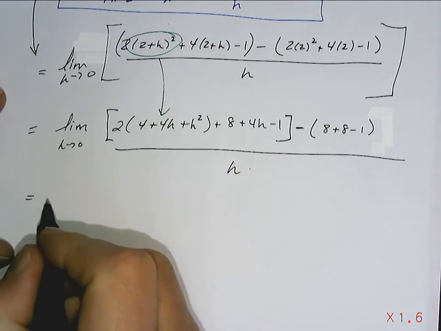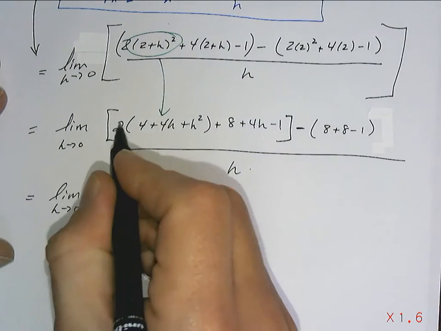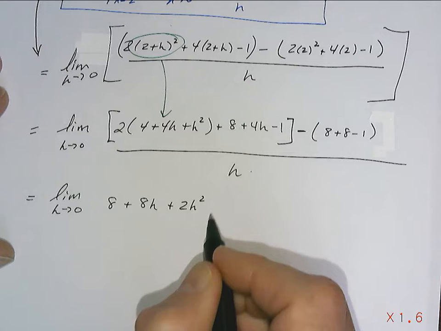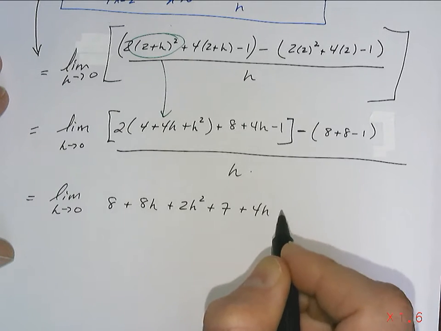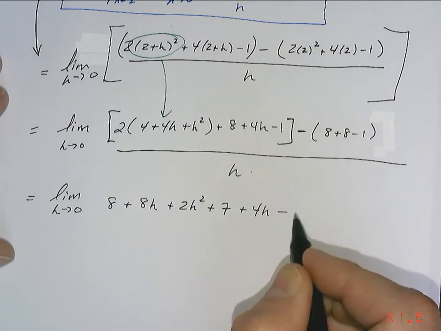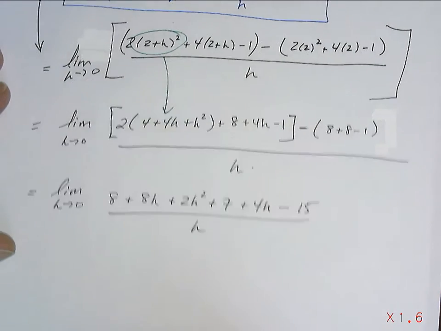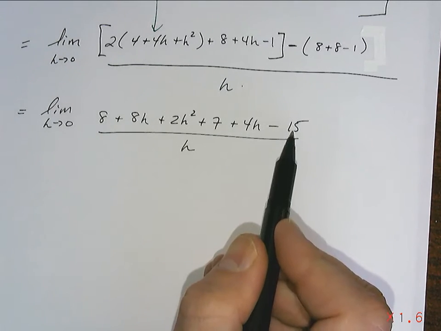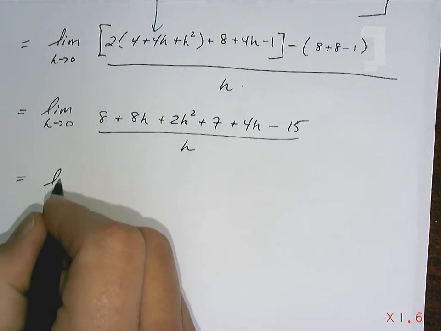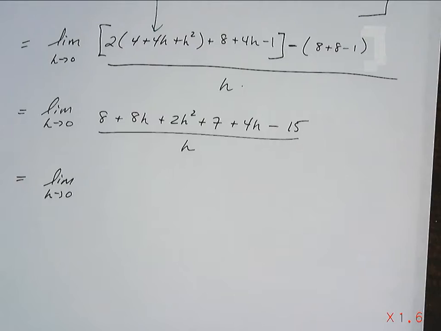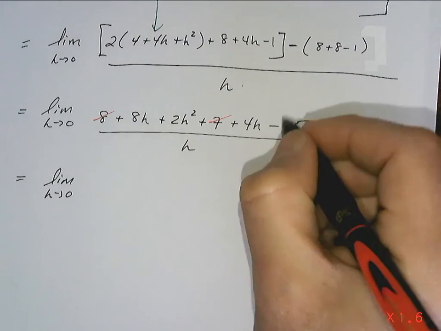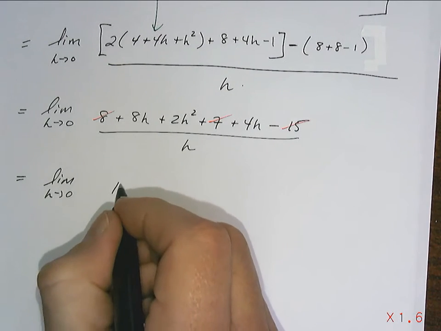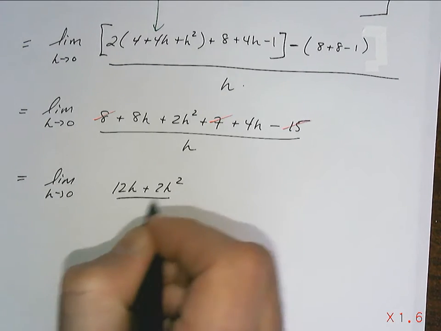Okay, so what's next? The limit as h approaches 0 of 8 plus 8h plus 2h squared plus 7 plus 4h minus, that's 16 minus 1, 15, all over top of h. Okay, I've got an 8 and a 7 and a 15. That's going to take care of each other, right? That's really good mathematical talk. 8 plus 7 is going to be positive 15. Subtract 15 is no more numbers. So I've got h squared, and h's. So I actually have 12h plus 2h squared over h.